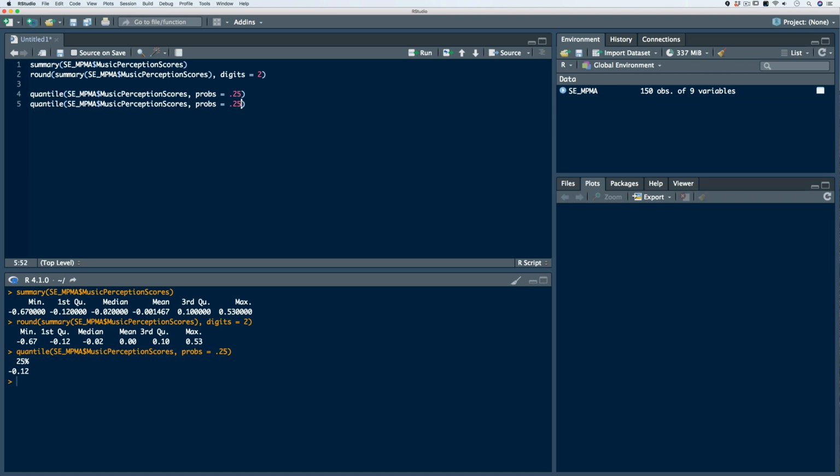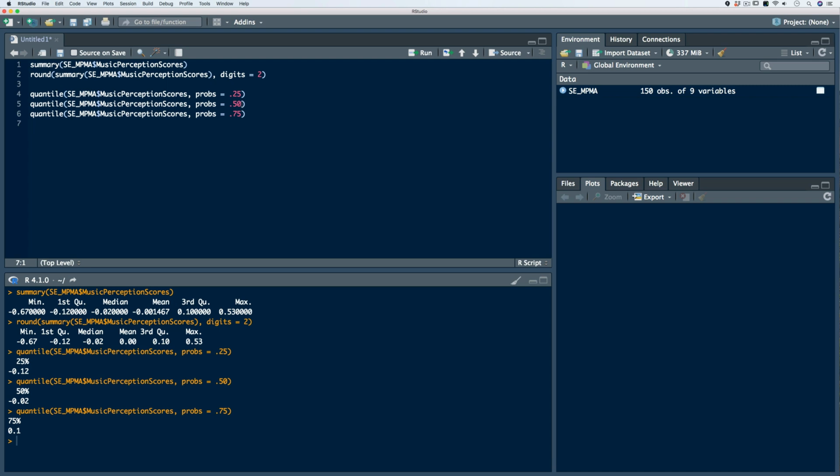Let's do the same thing, only let's take a look at the 50th quantile. Here we see it's equal to the median, which is negative 0.02. If we take a look at the 75th quantile, it's equal to the value of 0.1, which is also equal to our third quartile. And so you get the idea.